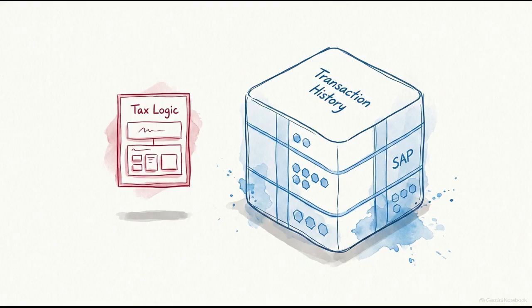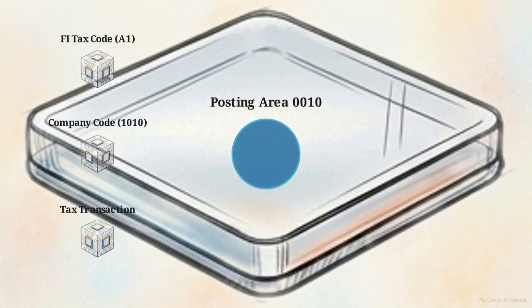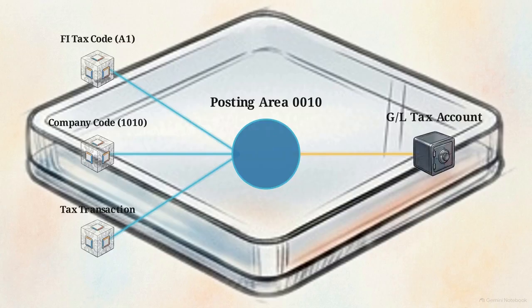underlying transaction history. We trace the newly translated FI tax code out of TE011 and into its final destination, posting area 0010. Posting area 0010 takes the FI tax code, the company code, and the tax transaction type to pinpoint the exact general ledger tax account.